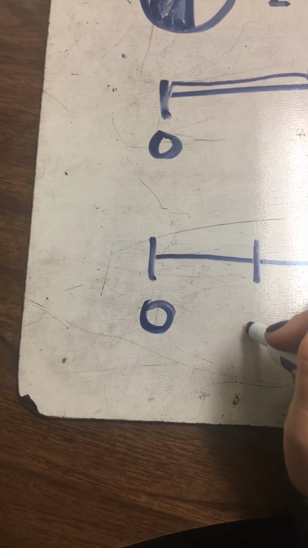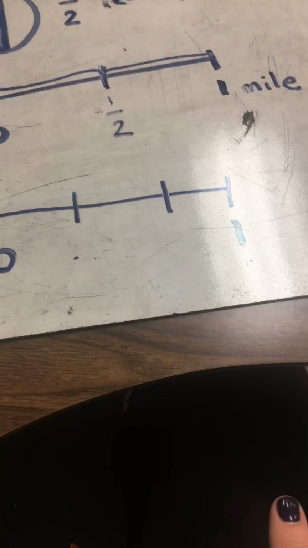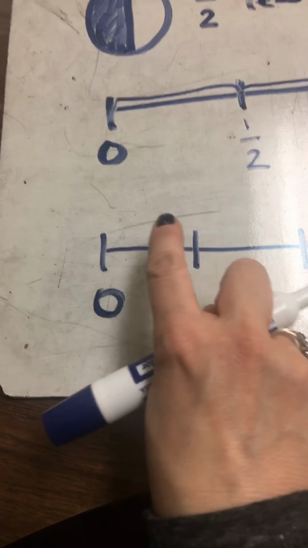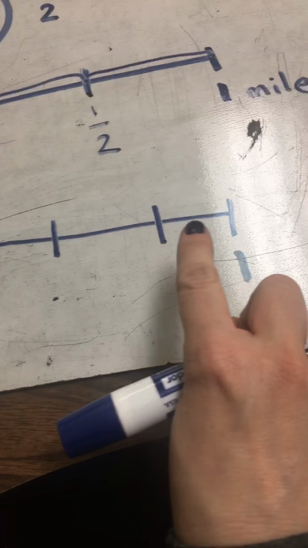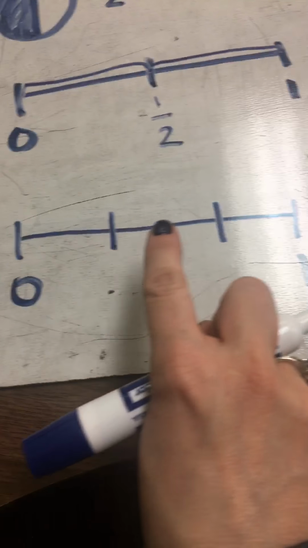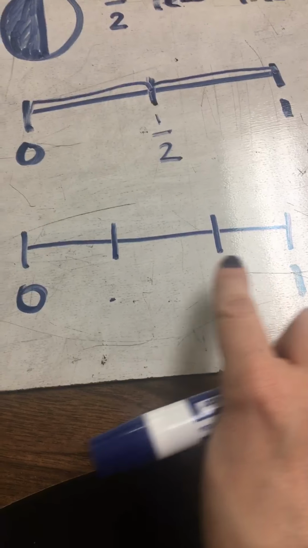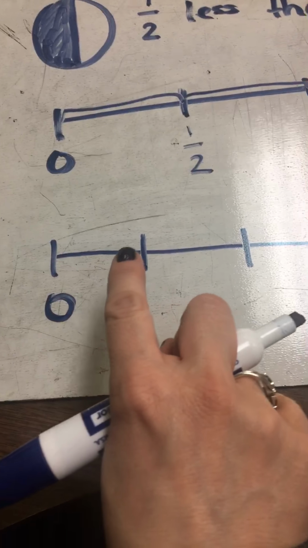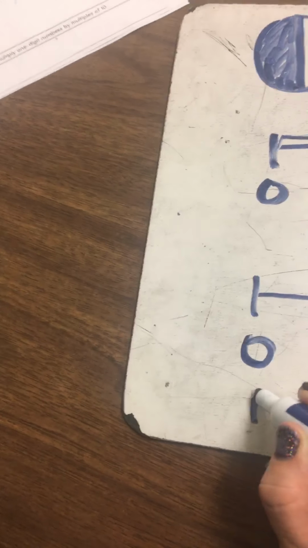So I'm going to go down here and label what fraction this is. How far have I gone? If this was my whole mile, if I've gone from here to here, how far have I gone? Well, my mile is split up into 3 sections. So these are like thirds, like when you do a rectangle. Here.